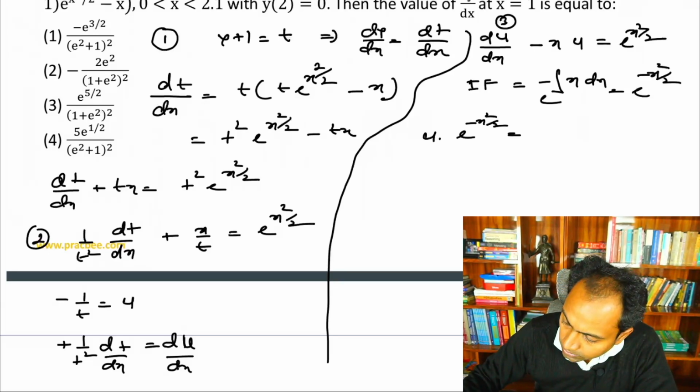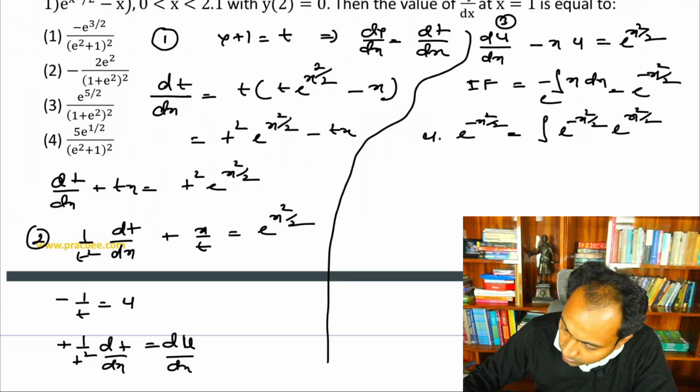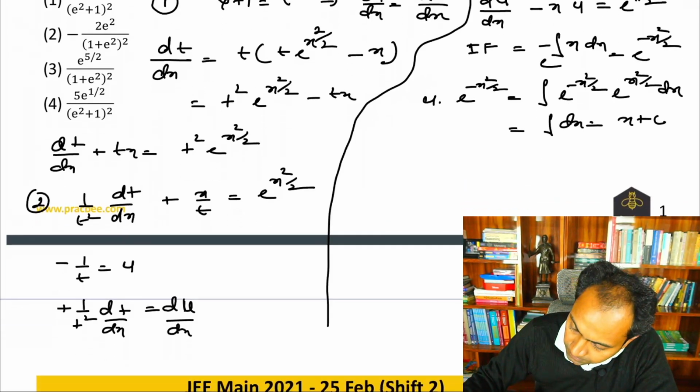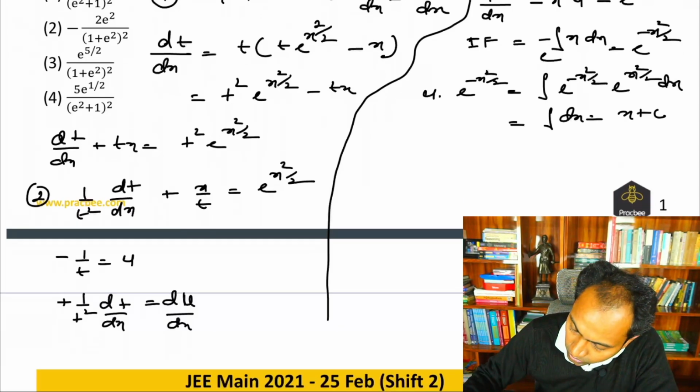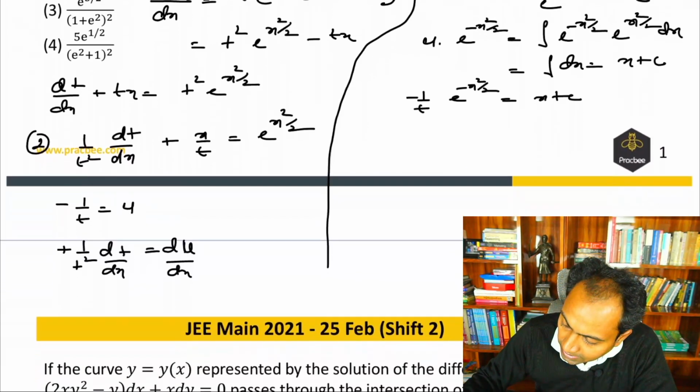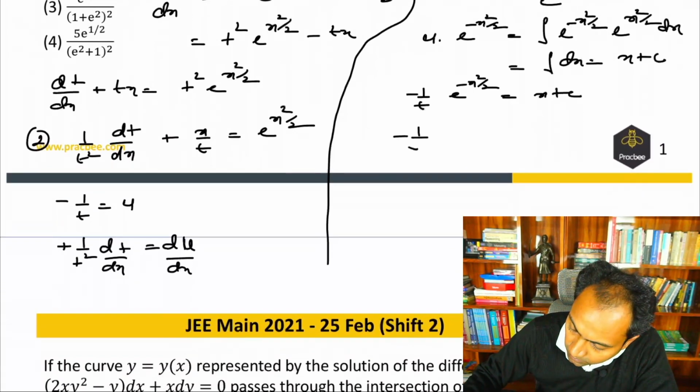will be equal to integrating factor into q, that is e raised to the power x square by 2 dx. If I simplify, this becomes integration of dx, which comes out to be x plus c. So on the left hand side we have u, which can be substituted by 1 by t, minus 1 by t, e raised to the power minus x square by 2 x plus c, and 1 by t can in turn be written as nothing but y plus 1.